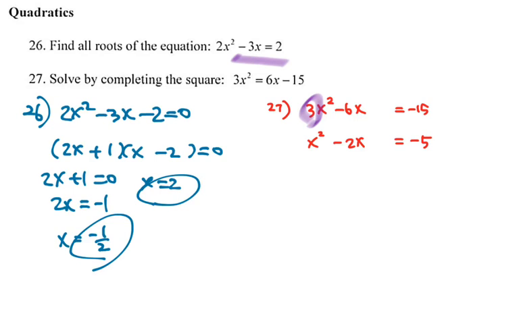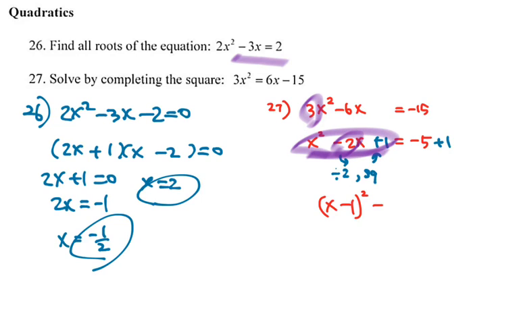Now here comes our algorithm. Which number do we need to add to complete this perfect square on the left side? The algorithm is look at the number in front of x and divide it by 2, and then square that. Now that means if you divide negative 2 by 2, we get negative 1. So when you square negative 1, it becomes positive 1. So when you add 1 to both sides, we end up getting x minus 1 squared, which is equal to negative 4.